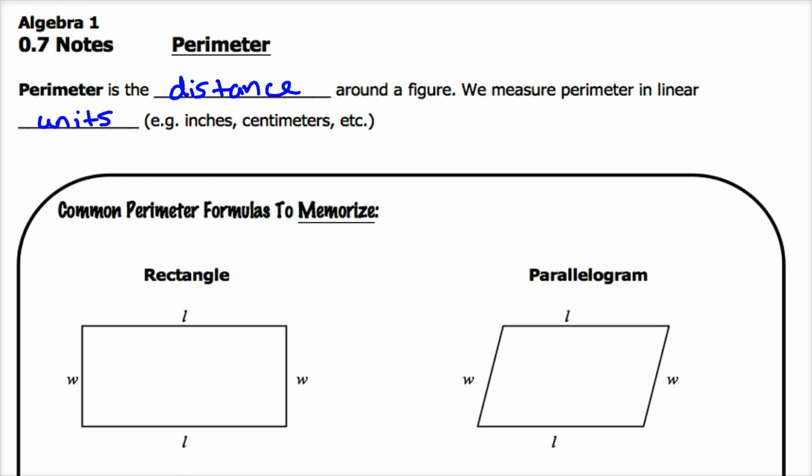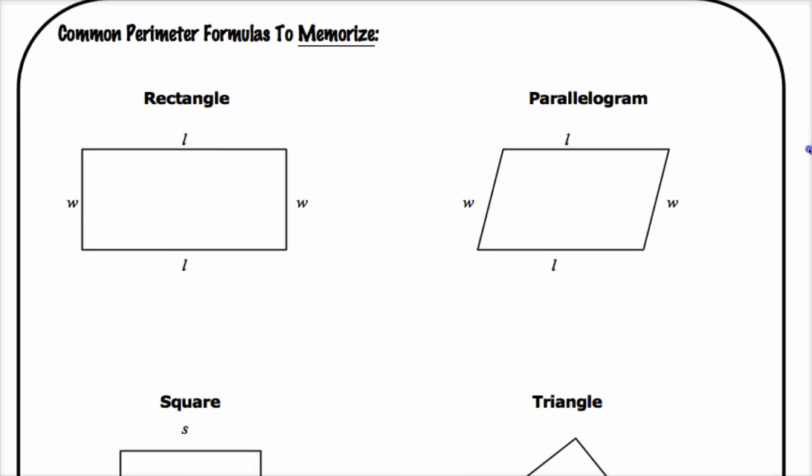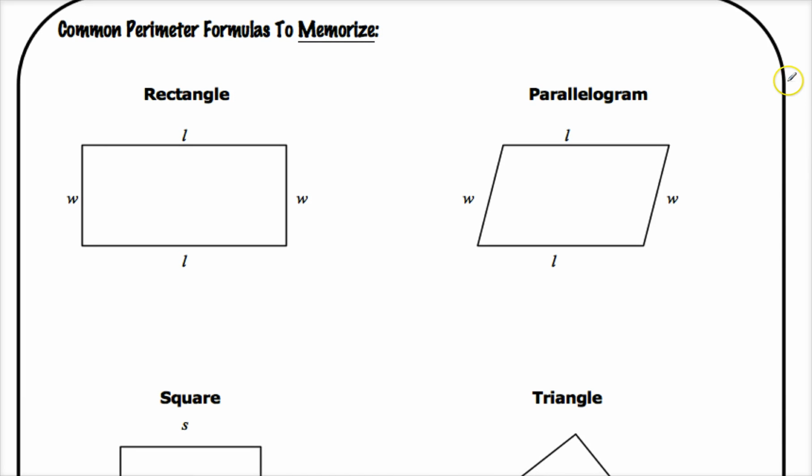To start with, you need to be memorizing, if you haven't already, some common perimeter formulas of basic shapes. These should all be review from 5th or 6th grade, but just as a reminder, the four basic shapes I want you to concentrate on are rectangles, parallelograms, squares, and triangles. For perimeter, all you're really doing is adding up the lengths of each side.